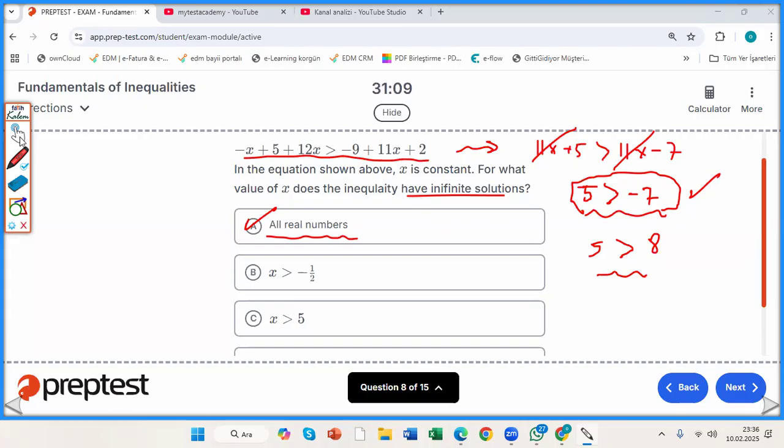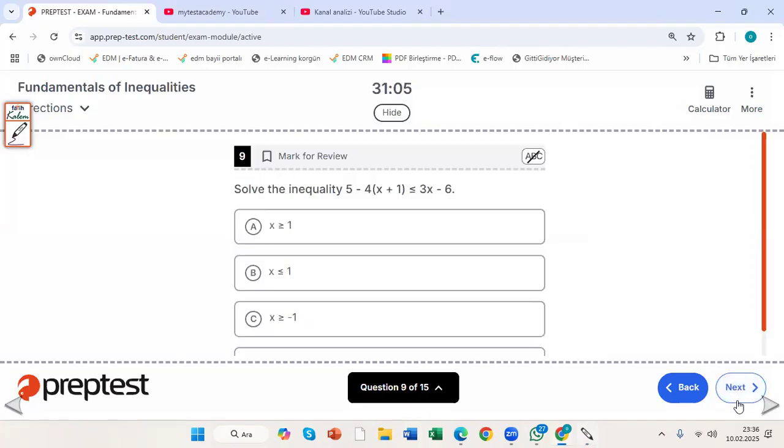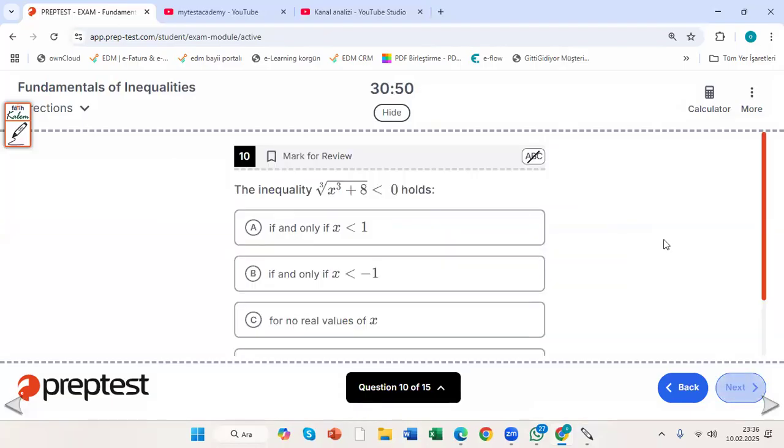Okay, yes, sir. Okay, so let's check another question. Once again, it is the same type of question. I'll check another one. You can also try to solve this question as your homework. So let's look at this question.